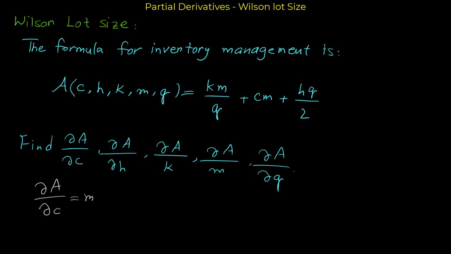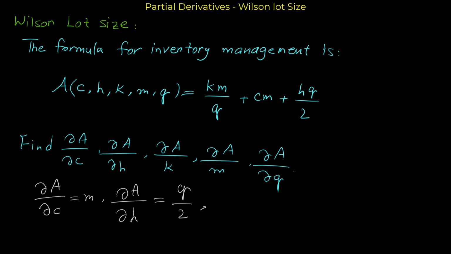Then we want to find the partial derivative of A with respect to H. H appears in the last term. The derivative of the first two terms is 0. Derivative of HQ over 2 is, yes, Q over 2, because the derivative of H is 1. And so the derivative of HQ over 2 would be 1 times Q over 2. 1 times Q is Q, so we get Q over 2.